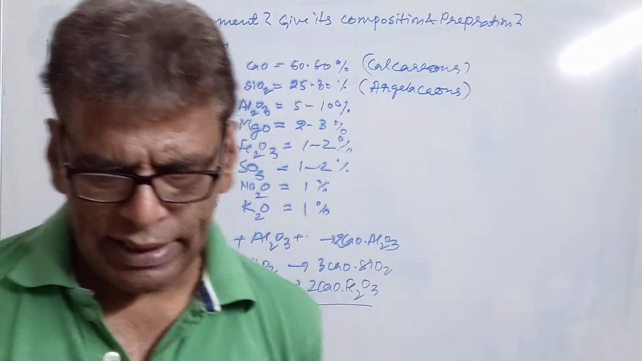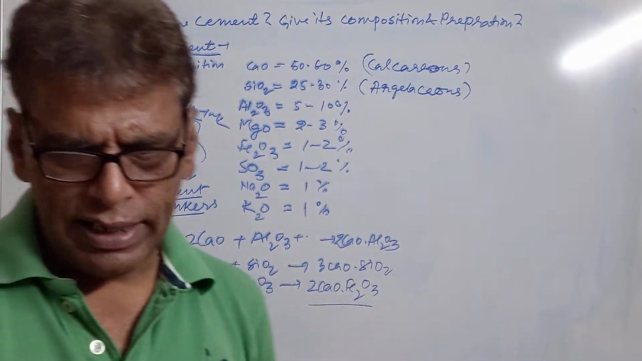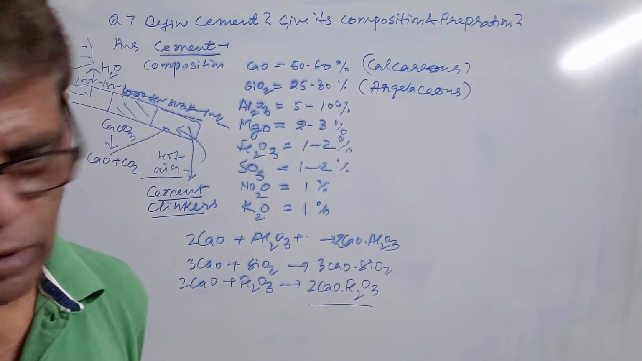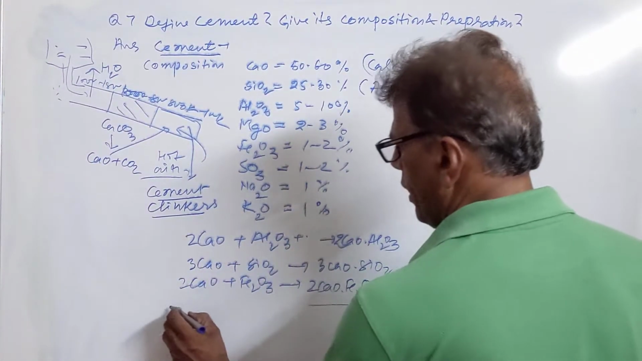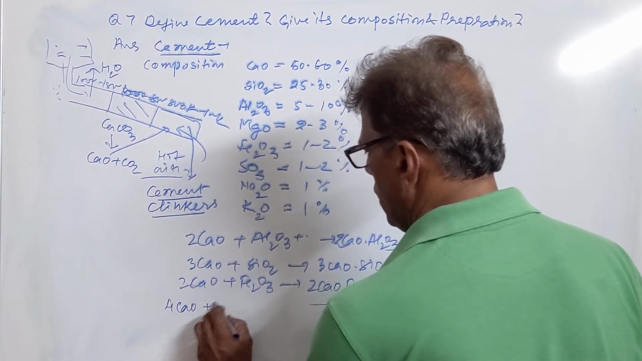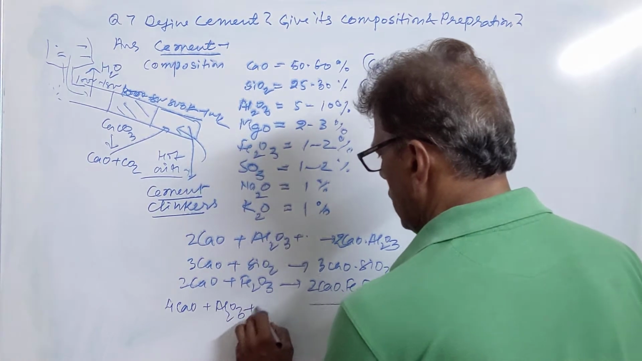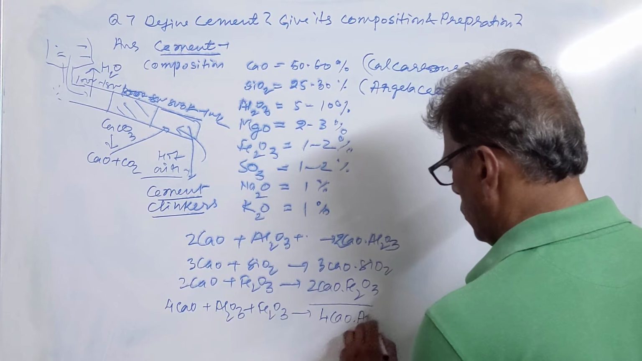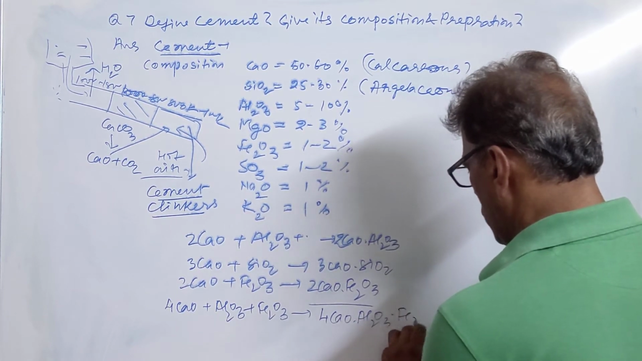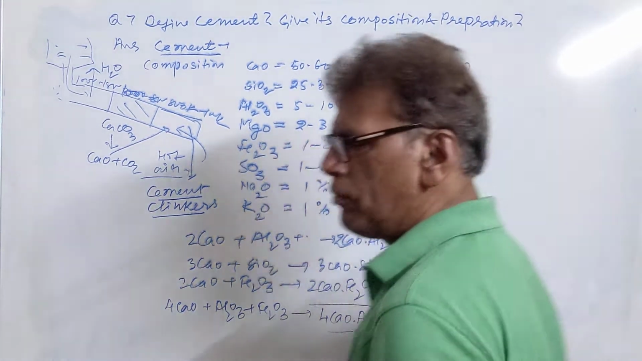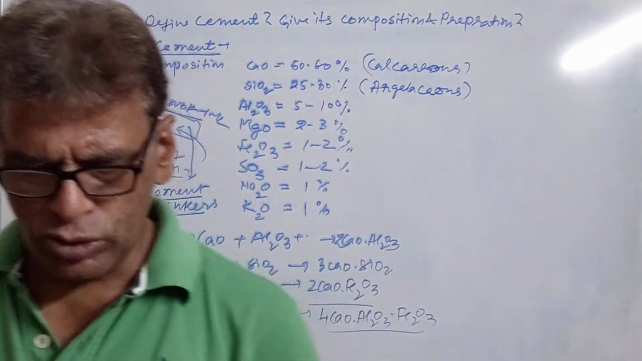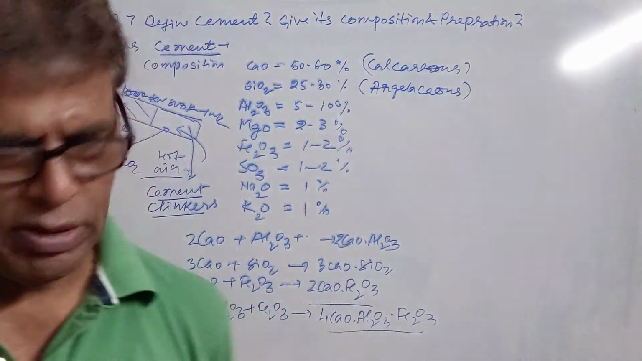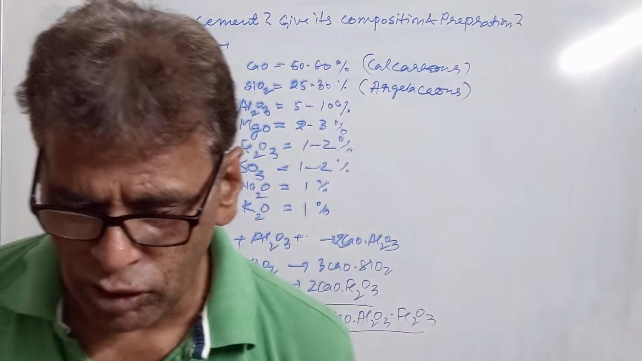So cement contains dicalcium silicate, tricalcium silicate, dicalcium aluminate, and tetracalcium aluminoferrate. 4CaO combines with Al2O3 plus Fe2O3, and you will get 4CaO·Al2O3·Fe2O3. This is tetracalcium aluminoferrate. They are used in the preparation of the buildings or large cement structures. They are being built from it.